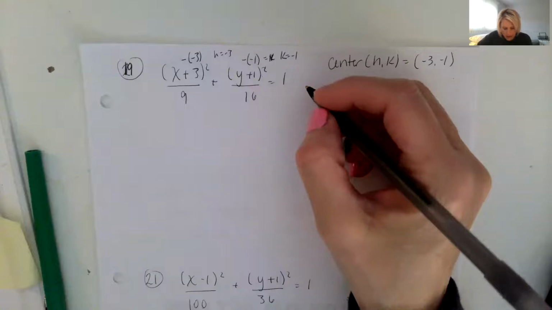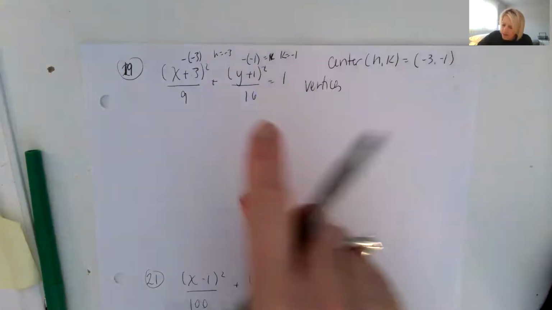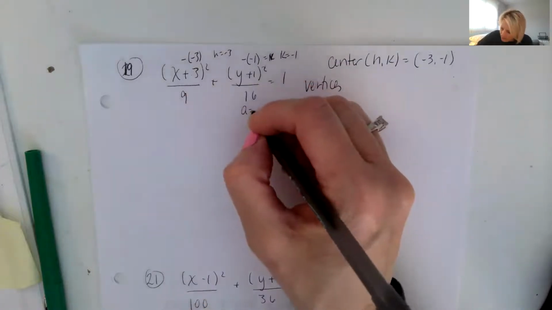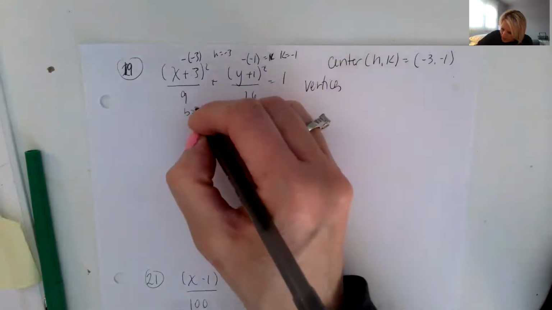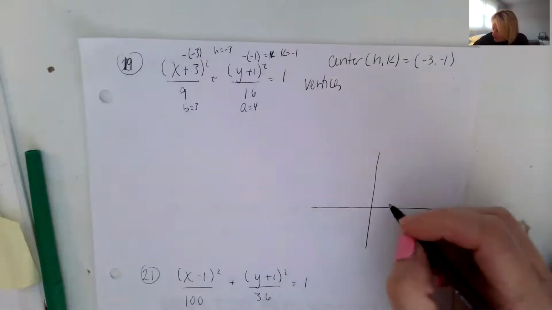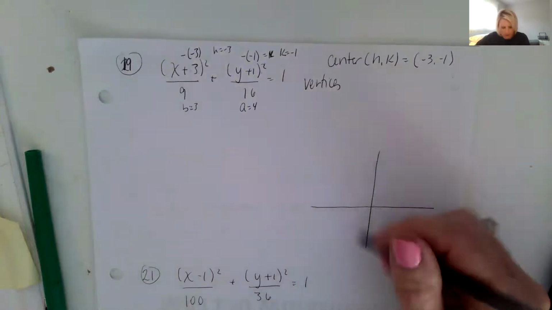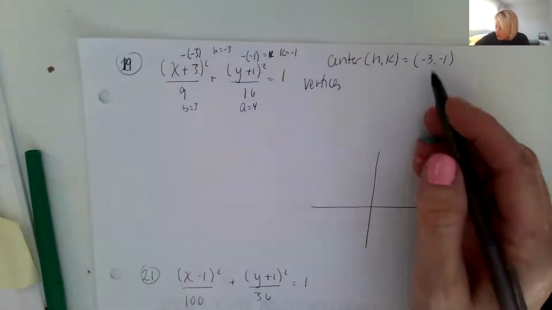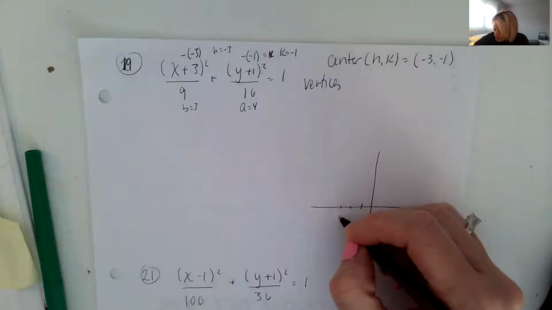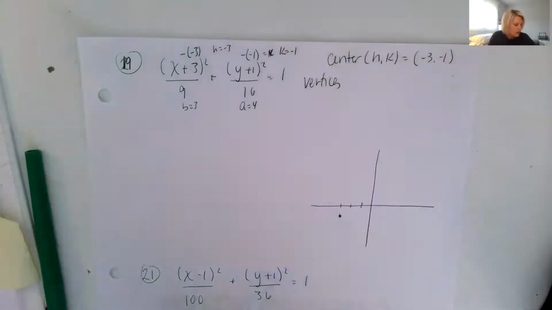Okay, and then our vertices are 9 and 16. So A is equal to 4 and B is equal to 3. And so it's going to be longer this way, up and down a little bit, and it's all shifted over. So 1, 2, 3, and down 1. Okay, so our vertices, remember, they're shifted over.